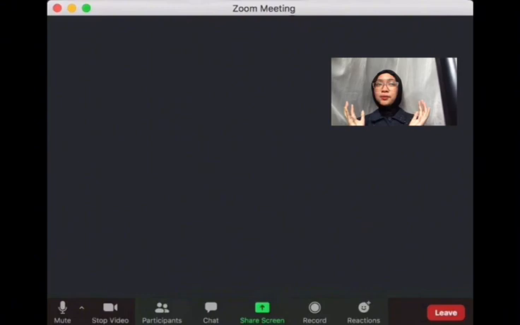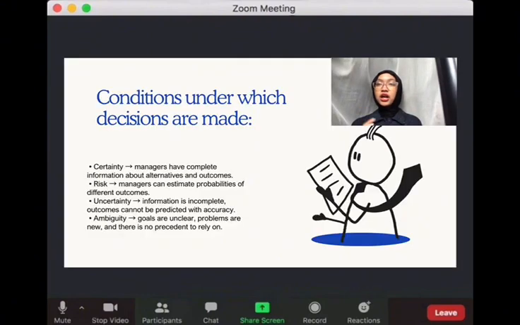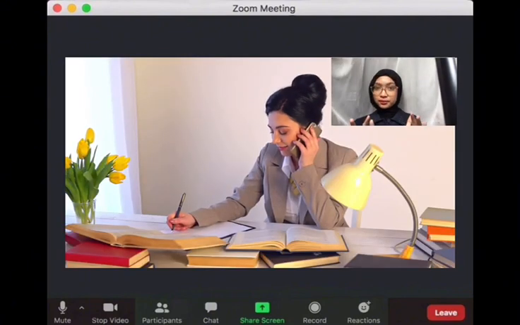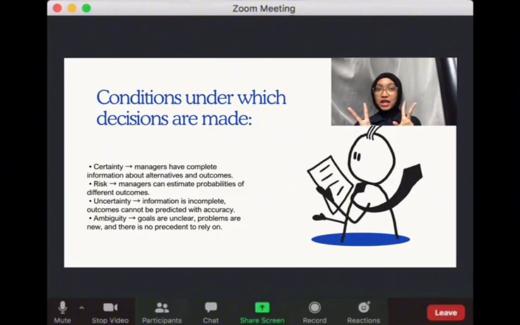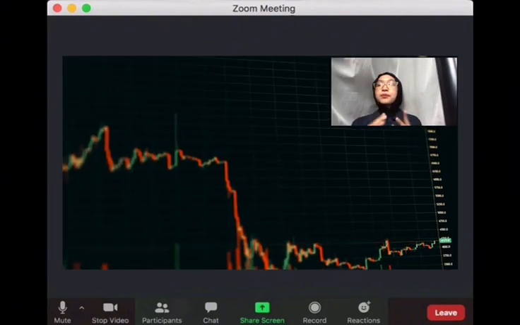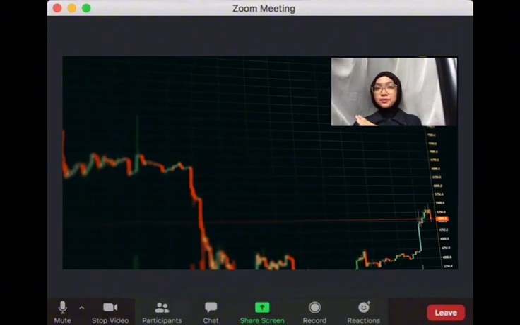And when we're making decisions, there are different conditions, and I want to tell you about 4 different conditions where we're making decisions. The first one is certainty. Certainty is when complete information is available and outcomes are predictable. And the second is risk. Risk is when the outcome is not guaranteed, but probabilities can be estimated.